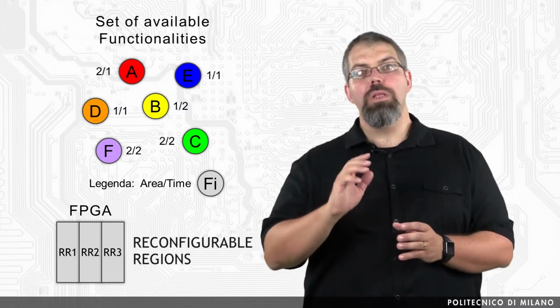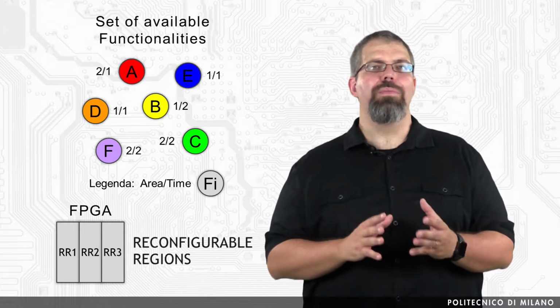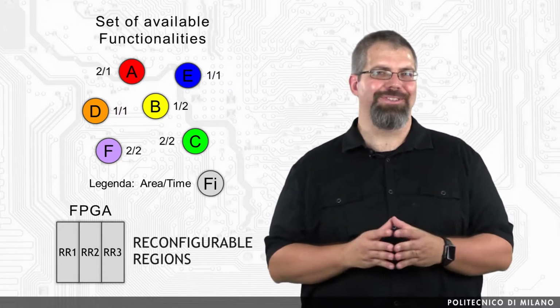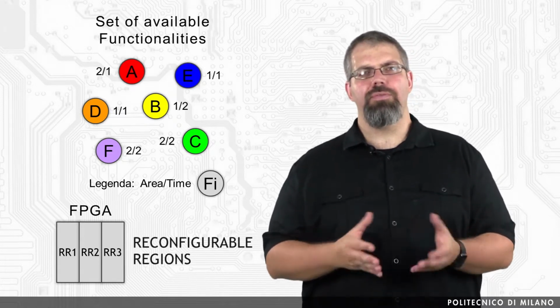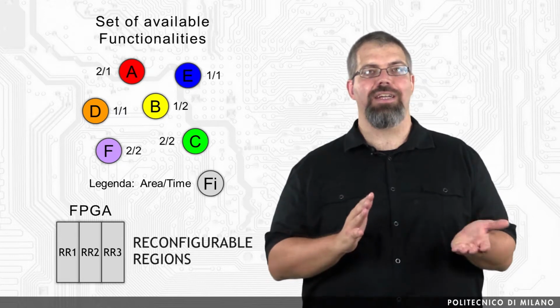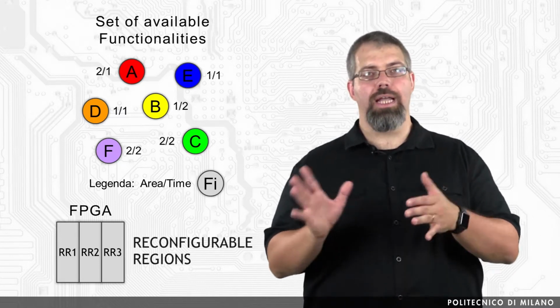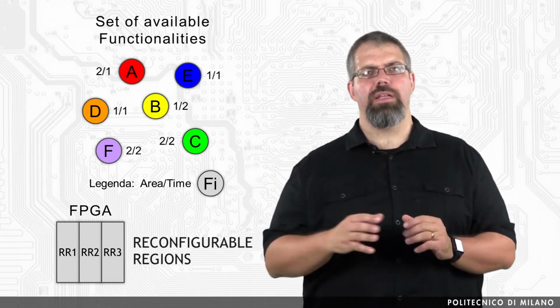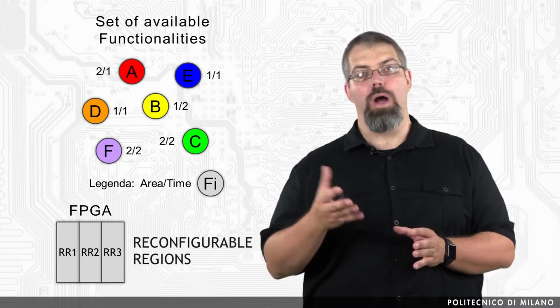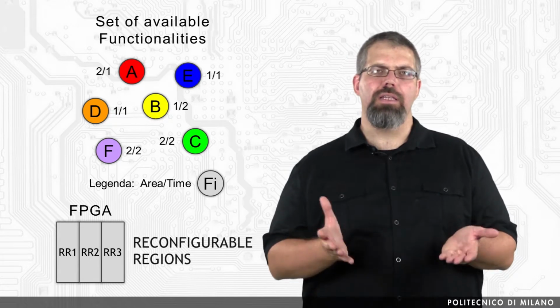We're going to know more about this in the following classes, but so far, this is all you need to know. We need just one more thing to have a complete set of information about our functionalities, the execution time. Just to give you an example, we know that the functionality labeled as A is characterized by 2 numbers, 2 and 1. 2 is referring to the number of reconfigurable regions needed to implement the functionality, while 1 is the time unit needed to complete its execution.